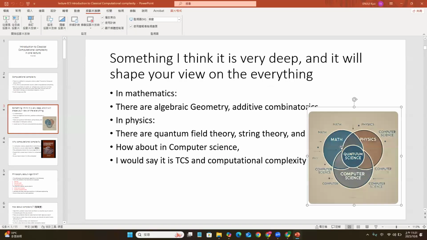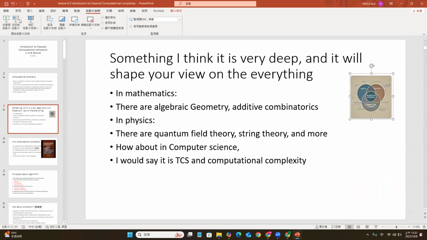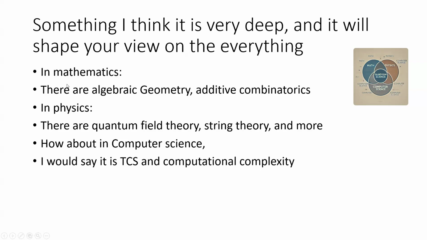And in physics, I learned the so-called quantum field theory and string theory, gravitation, Einstein's general relativity. These are, I believe, the more abstract, more theoretical parts of physics. But in computer science, I believe theoretical computer science and computational complexity are somehow the deepest things in this topic.